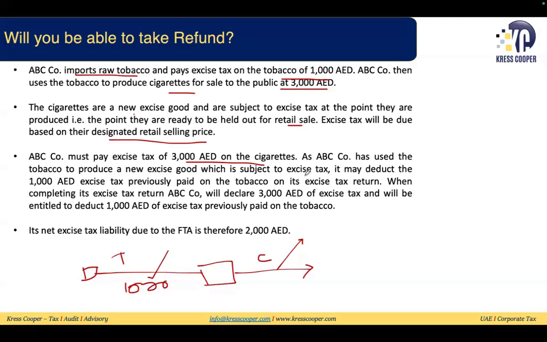Yes, that was discussed earlier. It may deduct the 1,000. They are asking may deduct; principally, it should be shall deduct. It may deduct the 1,000 AED excise tax previously paid on tobacco, just to avoid double taxation. Its net tax liability will be 2,000. So this is basically, as I mentioned, if you are importing or taking excisable goods, paying excise duty, and manufacturing another product which is subject to excise, to avoid double taxation, you have a right to take the refund on the excise duty that you already paid.